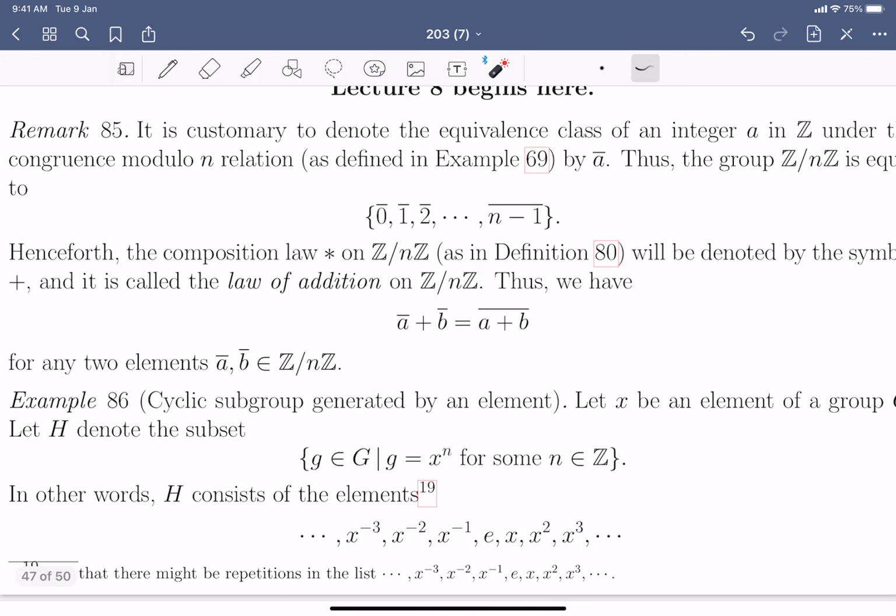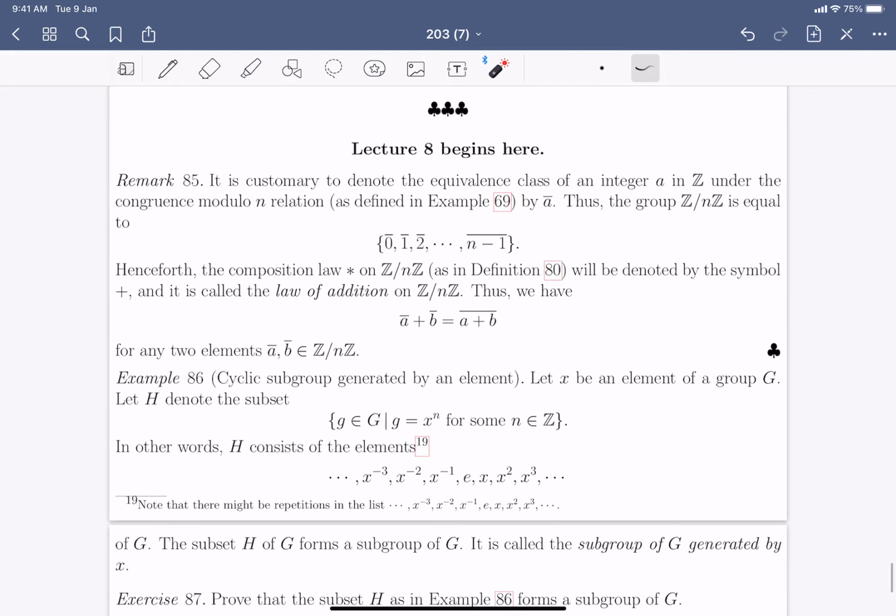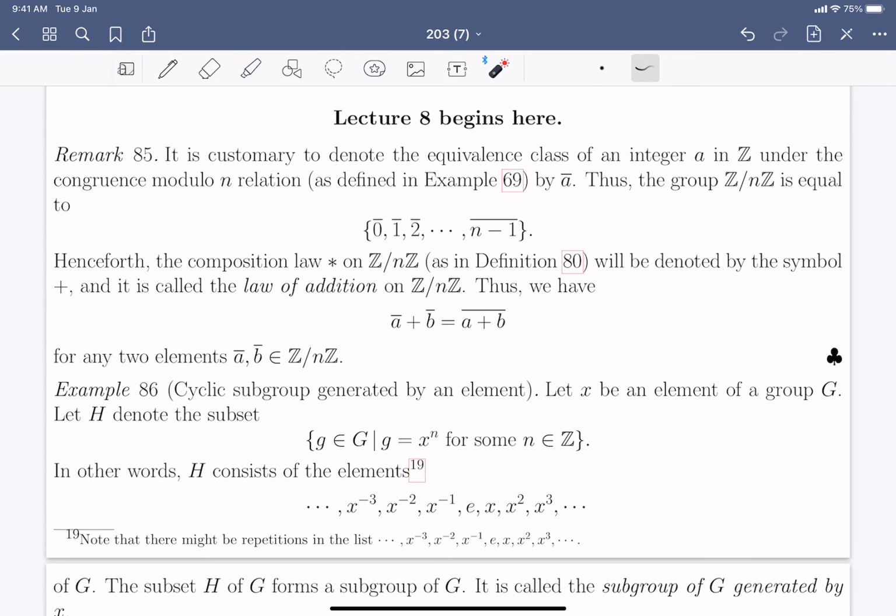Okay, great. So it's customary to denote the equivalence class of an integer a by the symbol a bar. Okay, so this group Z mod nZ is a collection of certain equivalence classes. One can check that this consists of only the n equivalence classes.